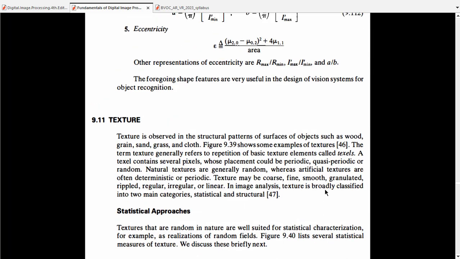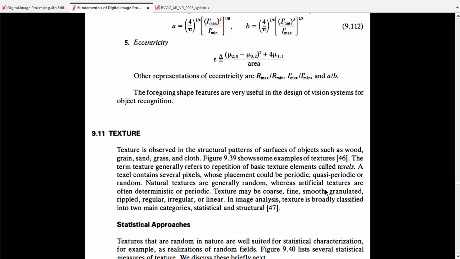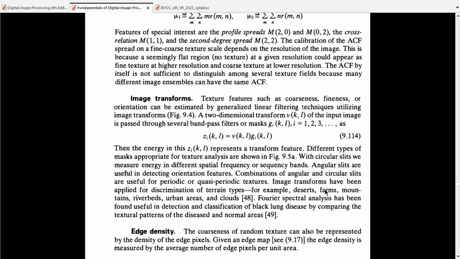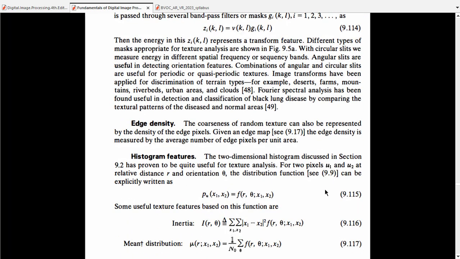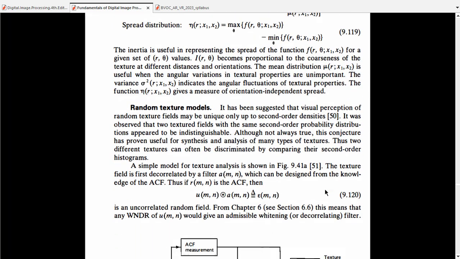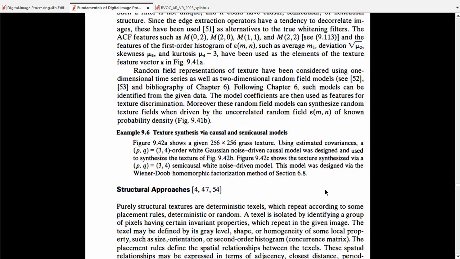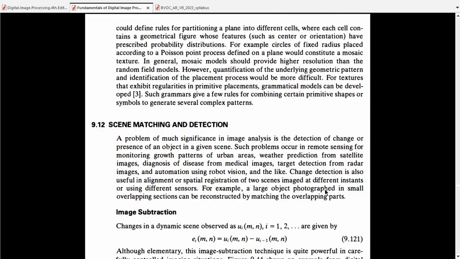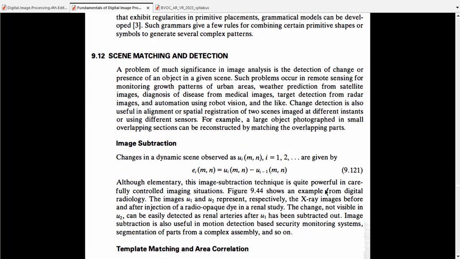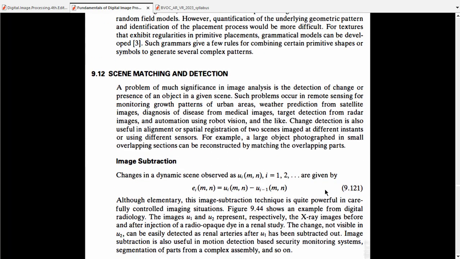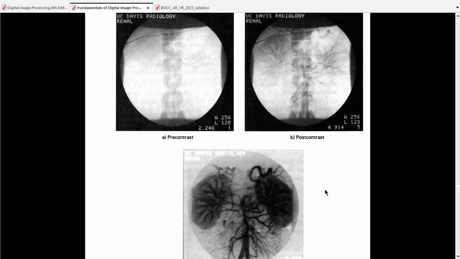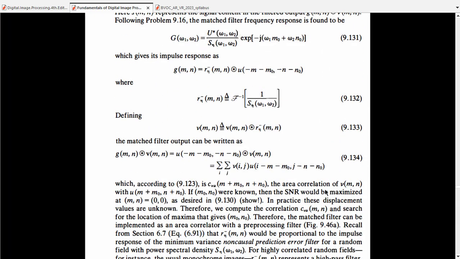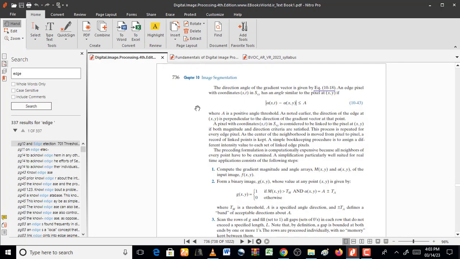This is another type of observation of these structural patterns like texture. So image transform, edge intensity, histogram and random texture models, like that we come to approaches from the type of different models. Scene matching and detection. So another type of image segmentation role. So these are the things we'll study about this detection.